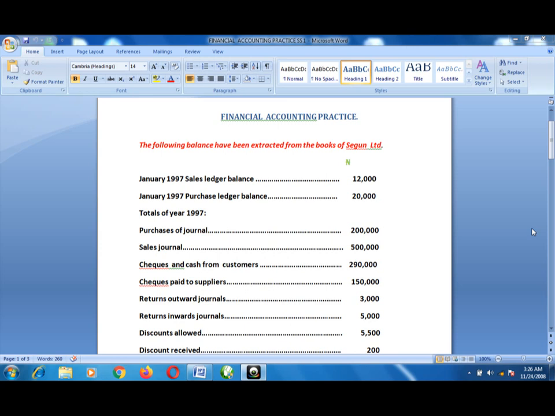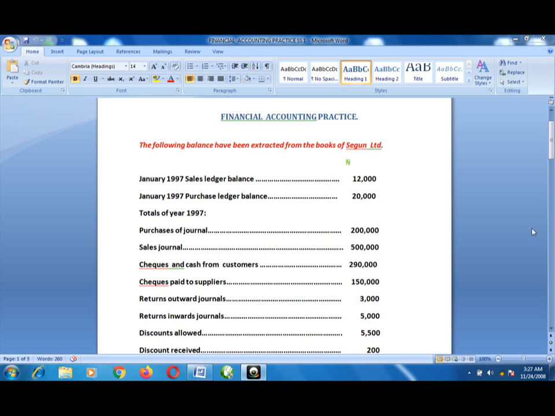And the question: you have the following balances extracted from the books of Segun Limited. You have a January 1997 sales ledger balance, and a January 1997 purchase ledger balance of 20,000. You have the totals for the year 1997: purchase journal 200,000, which means credit purchases, and sales journal, the same thing, credit sales, 500,000. Cash received from customers 290,000, and cash paid to suppliers.